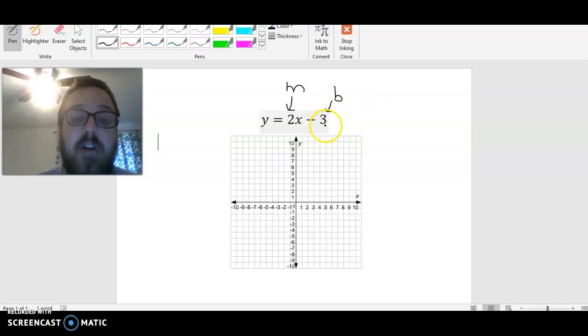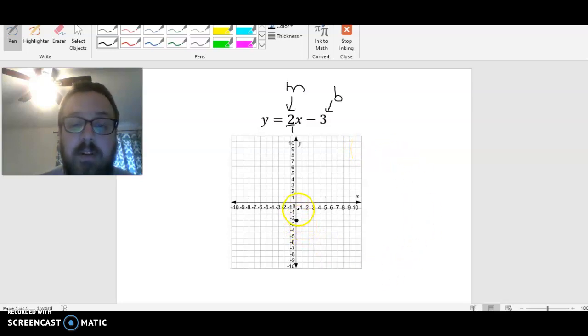So when I go to graph, I start by graphing the y-intercept. In this case, -3. So I'm going to go down 1, 2, 3 is where -3 is, right there, and I'm going to put a point. Then I go ahead and use the slope, in this case 2. I can think of it as 2 over 1 if that helps me out. And that's how I'm going to go ahead and graph the other points of my line.